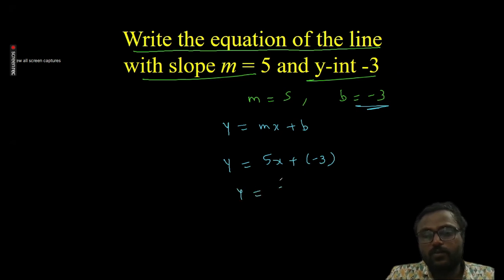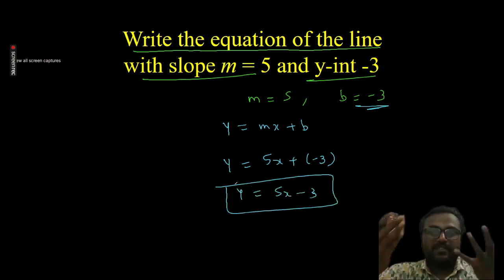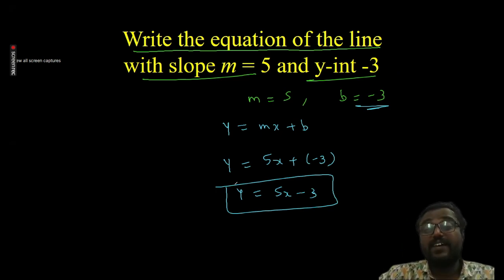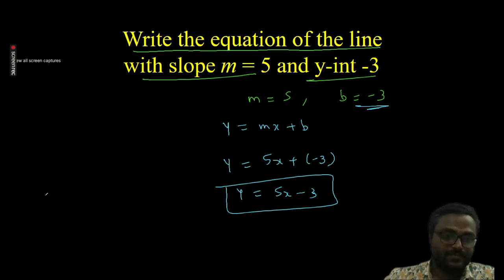So what do we have? y equals 5x minus 3. This is the equation of your line, which has a slope equal to 5 and y-intercept equal to -3. Easy peasy, lemon squeezy. Now, you can take a screenshot of this and we will move on to solve the next question.